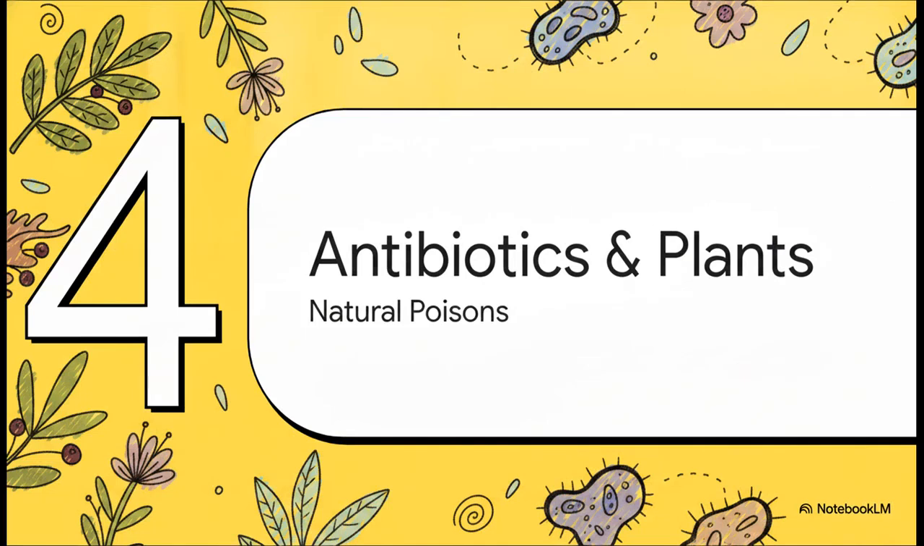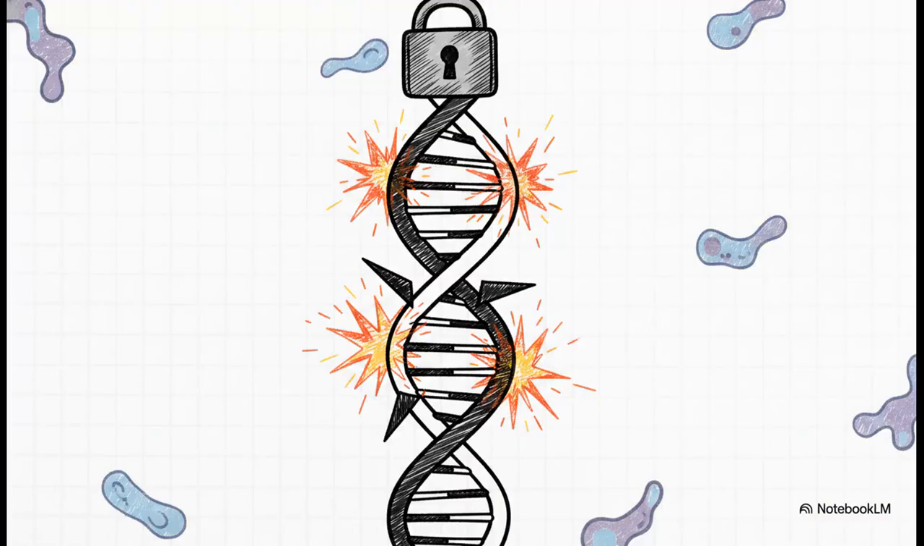Okay, let's transition from those synthetic imposters to toxins derived directly from nature. Section 4, Antibiotics and Plant Products are natural poisons. Now, when you hear antibiotics in this context, please don't think of a Z-Pak for a sinus infection. These anti-tumor antibiotics derived from the Streptomyces species are heavy-duty DNA saboteurs.